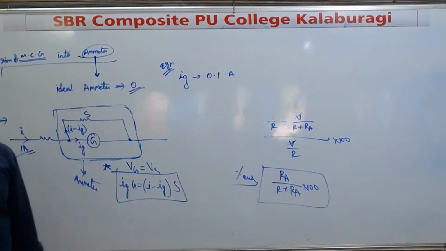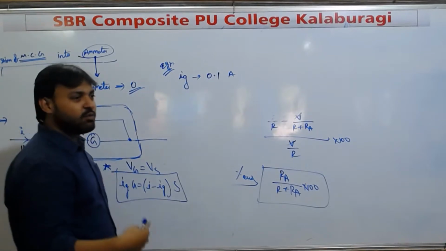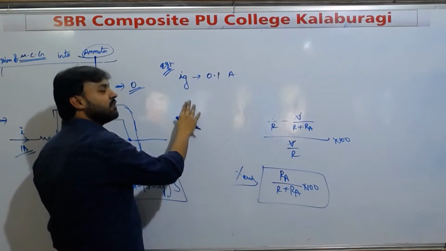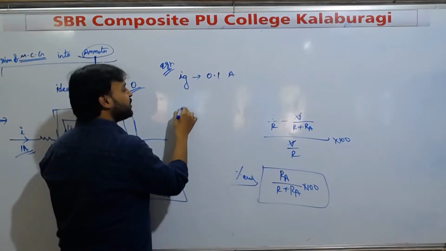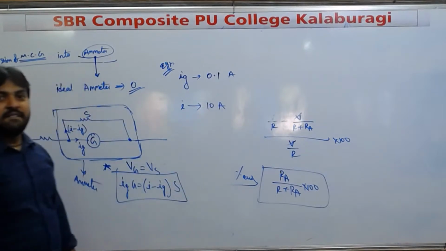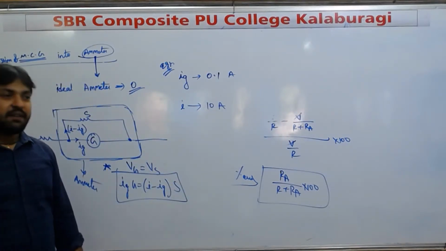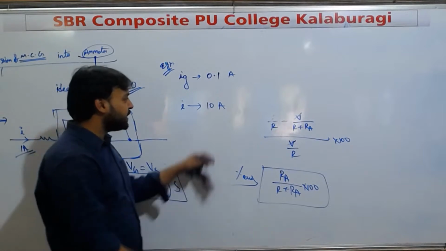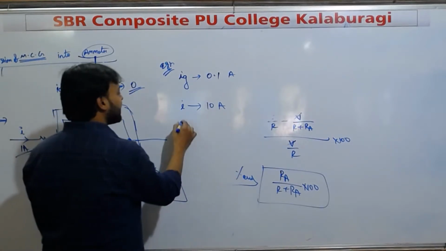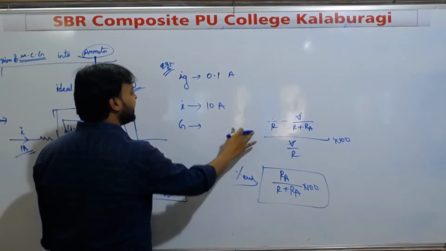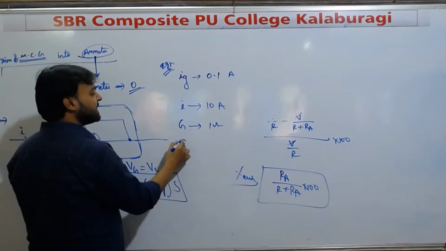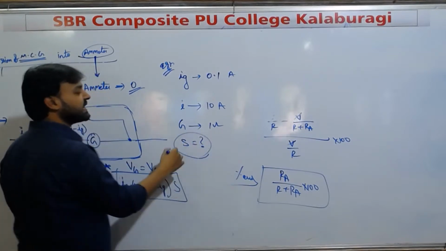Question, try to understand the statements. That is important. Current it can measure is 0.1 amperes. With that galvanometer, we have to measure a maximum current of 10 amperes. And the galvanometer resistance is 1 ohm. Find the shunt resistance that should be connected in it.